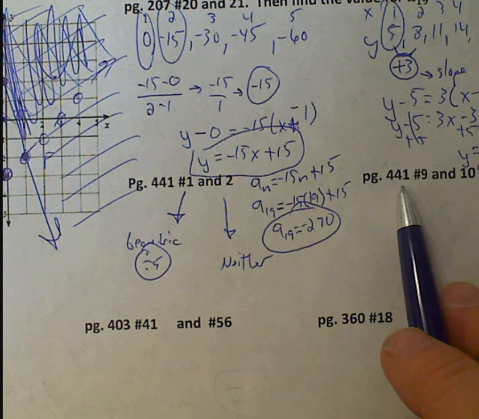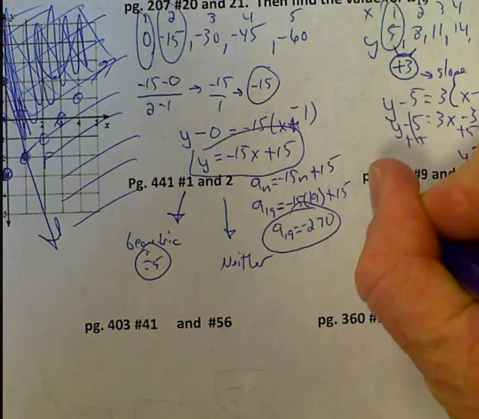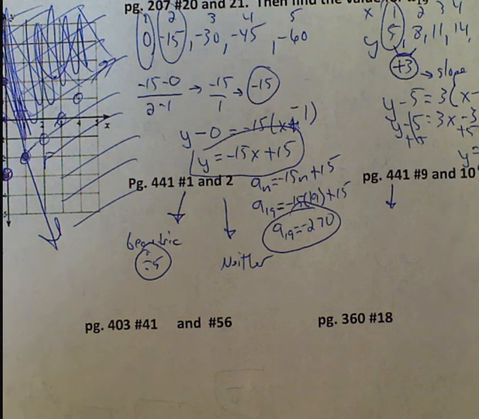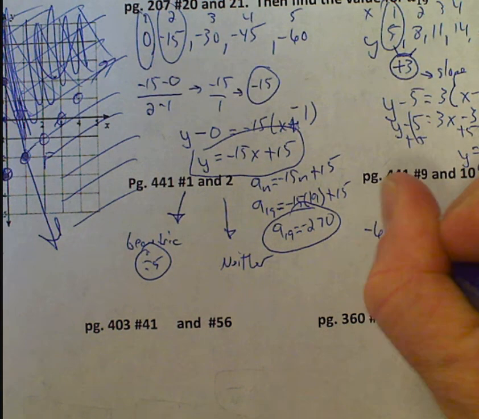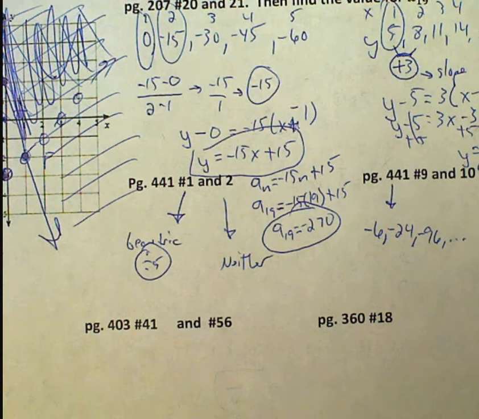Now we are on page 441, number 9. It says, write the nth term of the geometric sequence and then find the indicated value. So my terms are -6, -24, -96, so on and so forth.